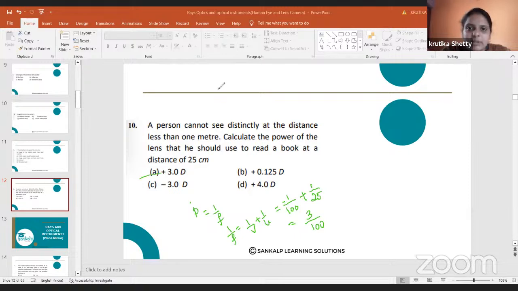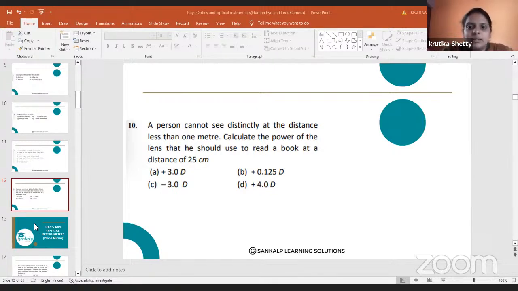So has anybody given option A? Now everybody will give option A. Yes, option A is correct here. Okay. Let us go for the next question. So we have discussed the human eye related questions.